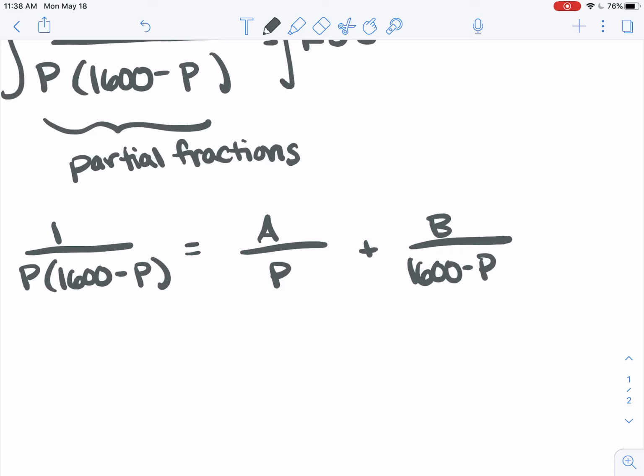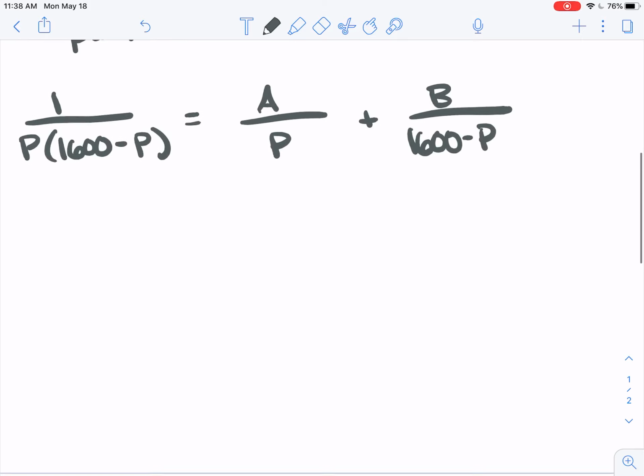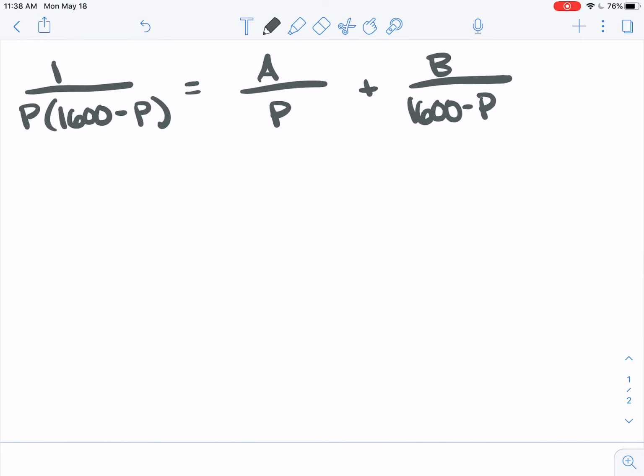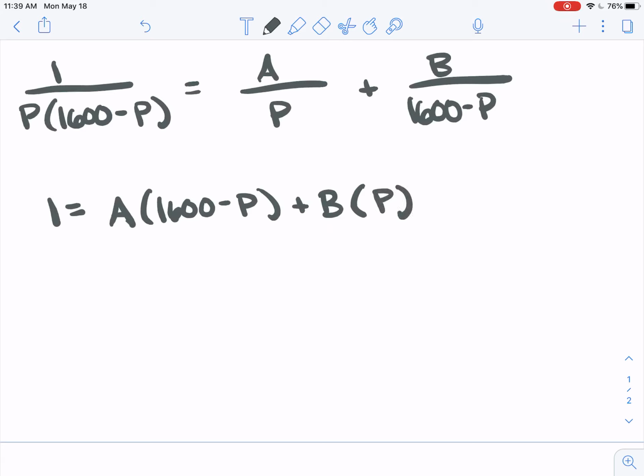So we've got our partial fraction set up now. We want to find an a and b that makes this work. Remember, this is a common denominator problem in reverse. So we multiply through by the common denominator. We get 1 equals a times 1,600 minus p plus b times p. The other terms cancel out on the left-hand side and the right-hand side when we multiply through by the common denominator p times 1,600 minus p.